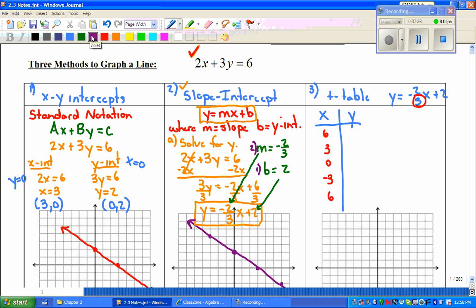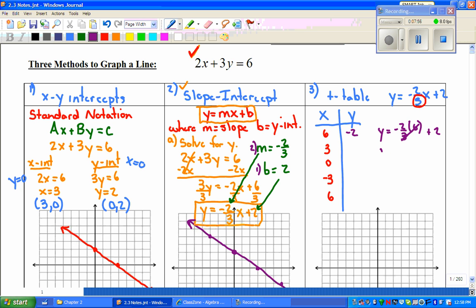And now all you would do is you substitute in. Y equals negative 2 thirds. Put the 6 in there, plus 2. This and this right here cancel out to give you 2. All right, so you end up with negative 4 plus 2. I think you get negative 4 plus 2. You end up with negative 2.